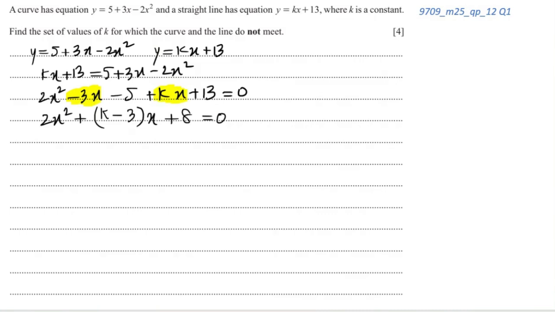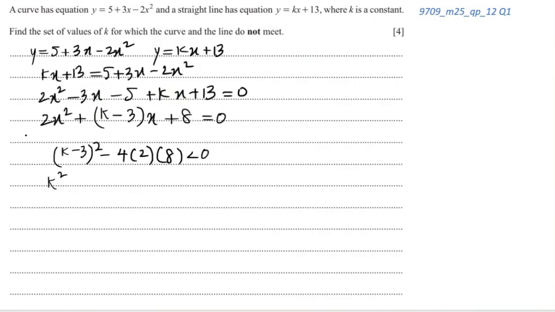Now this is a standard quadratic equation. Why are we standardizing it? Because we need to apply the discriminant. Now, since the line and the curve, this is a quadratic curve, by the way, it was like this, and there's a line, they do not intersect. So I need to find the set of values of k. Let's apply the discriminant, so b squared minus 4ac, and put it less than 0.